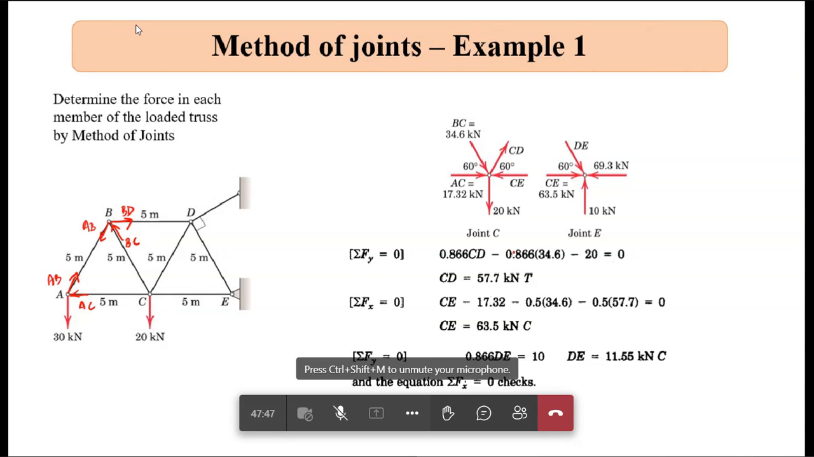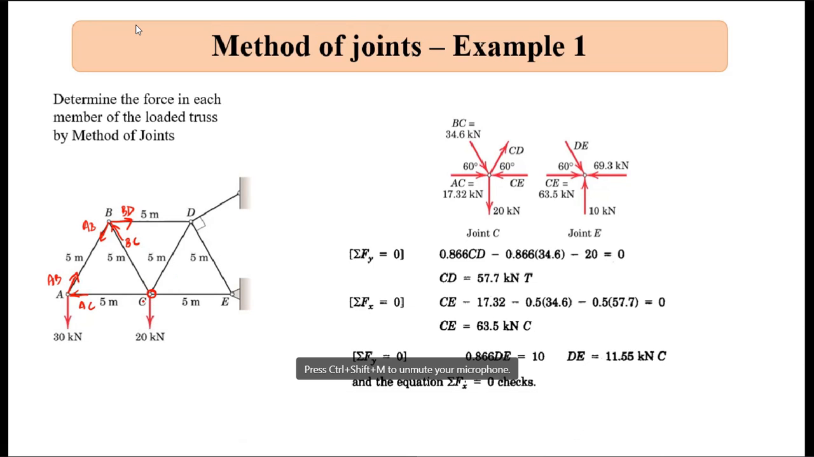Now coming to joint C. Now I come to joint C. 20 kilonewton is known to me. So AC now will be in this direction. BC now will be in this direction. Say CD is along this direction and say CE is along this direction, say for instance. Now here this 20 kilonewton force is known to me. AC is known to me and BC is known to me. From this I have to find out CD and CE.